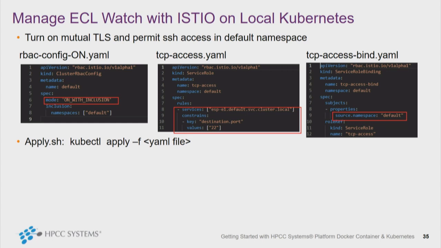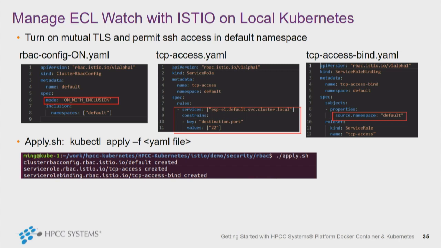So again, we run kubectl to apply these three files and to enable the setting. We also need to do a similar bootstrap to enable the Kubernetes API, and also the settings for the environment XML.